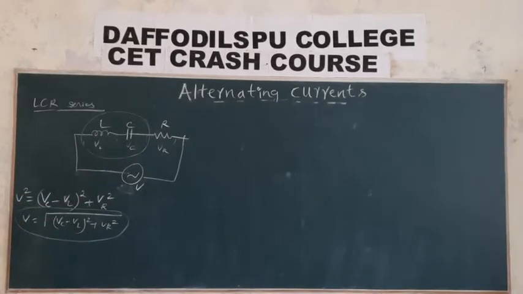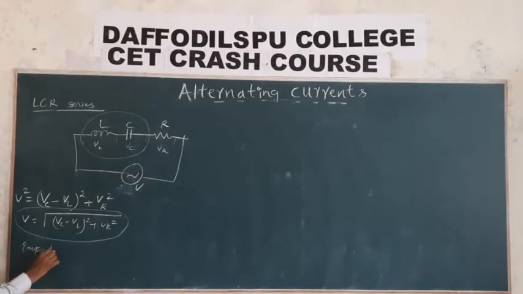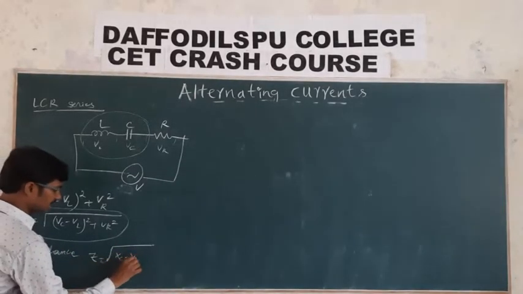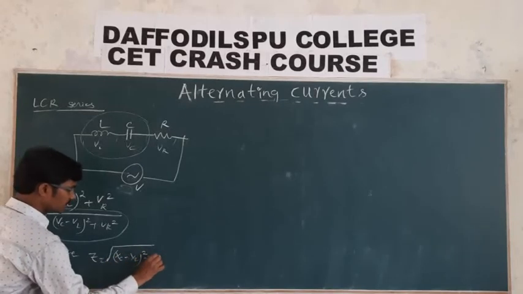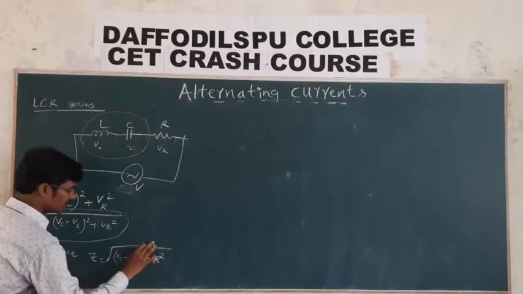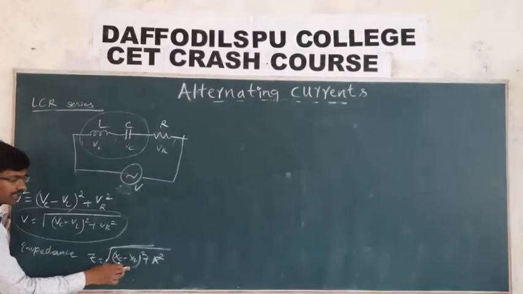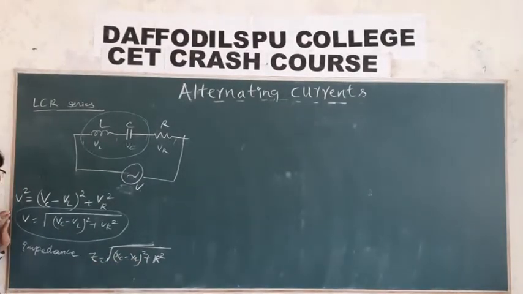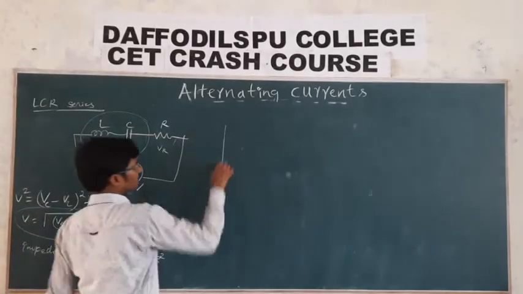Similarly, the impedance of the LCR circuit, impedance Z, is equal to the square root of (XC minus XL) whole square plus R square. Remember, it is not necessarily XC minus XL; if XC is greater than XL or XL is greater than XC, nothing changes. Let me draw the phasor diagram for this.